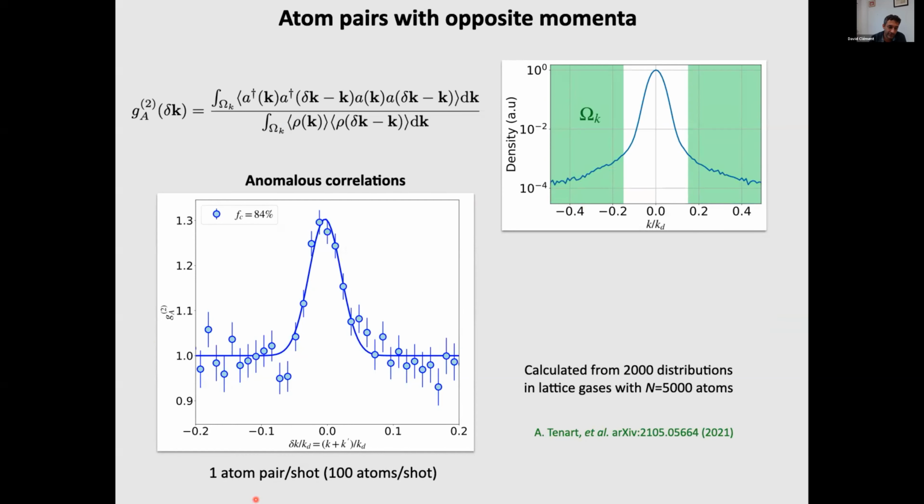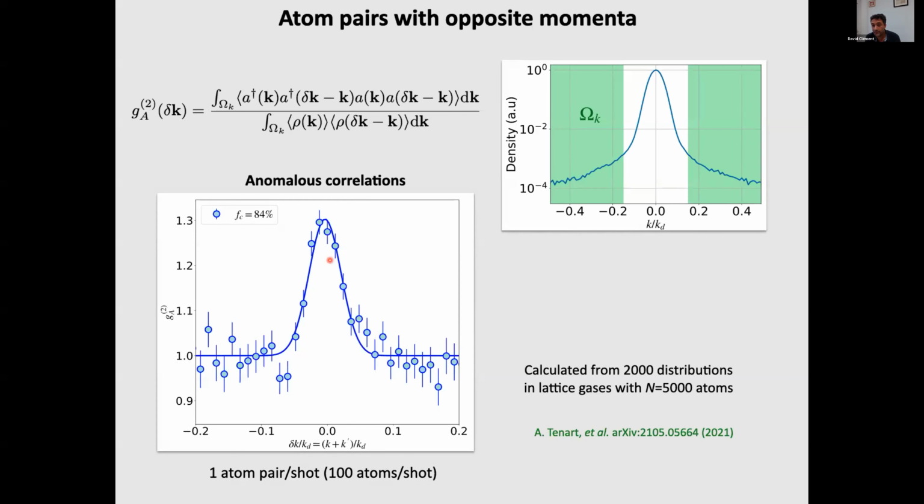And here you have the anomalous correlations plotted. It's the type of correlation which should reveal the presence of pairs, plotted as a function of k plus k prime. And as you see, there's a peak here, which signals the presence of atom pairs at opposite momenta.